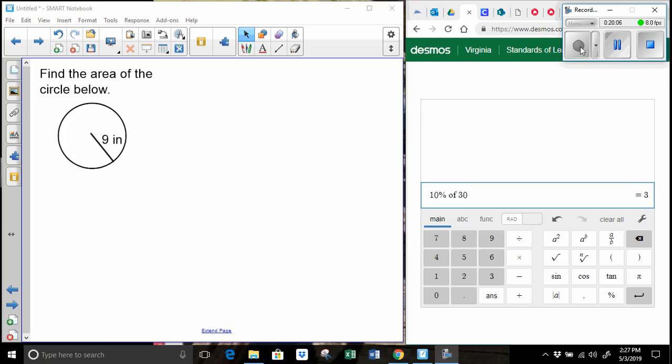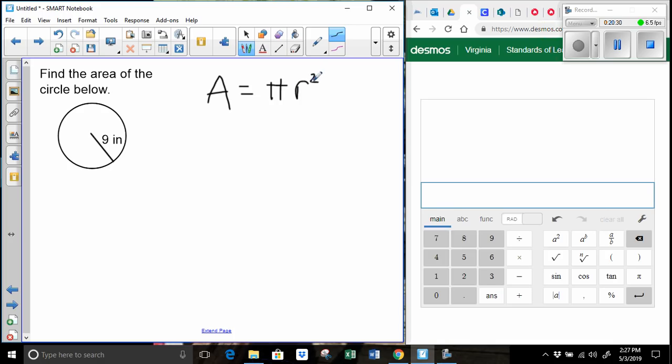Okay, moving on to our next question. I always want to make sure I clear out my Desmos when I move on to a next question. It says find the area of the circle below. So again, you would have a formula sheet, and area of a circle is area equals pi times radius squared, not pi r2. It means pi r squared.